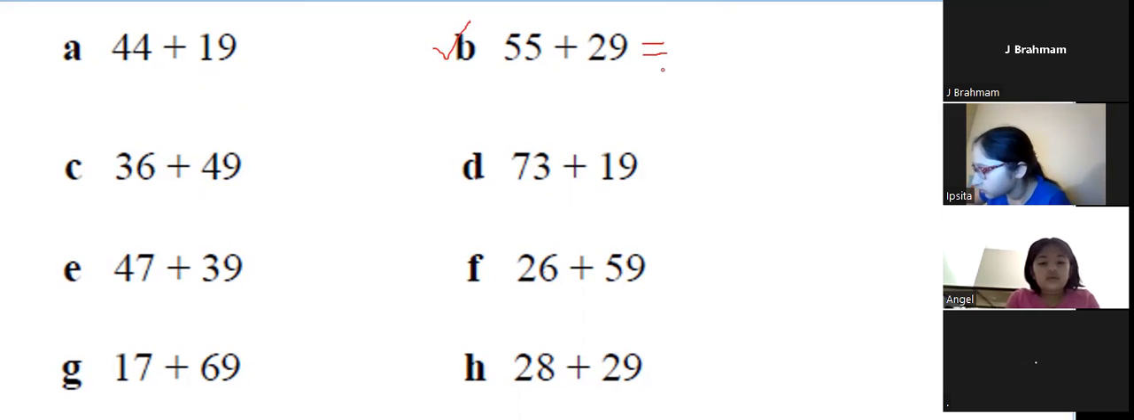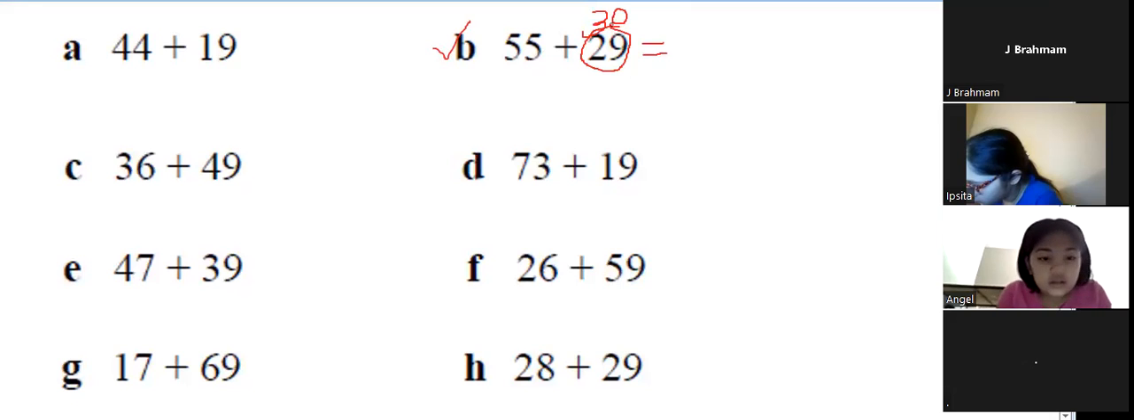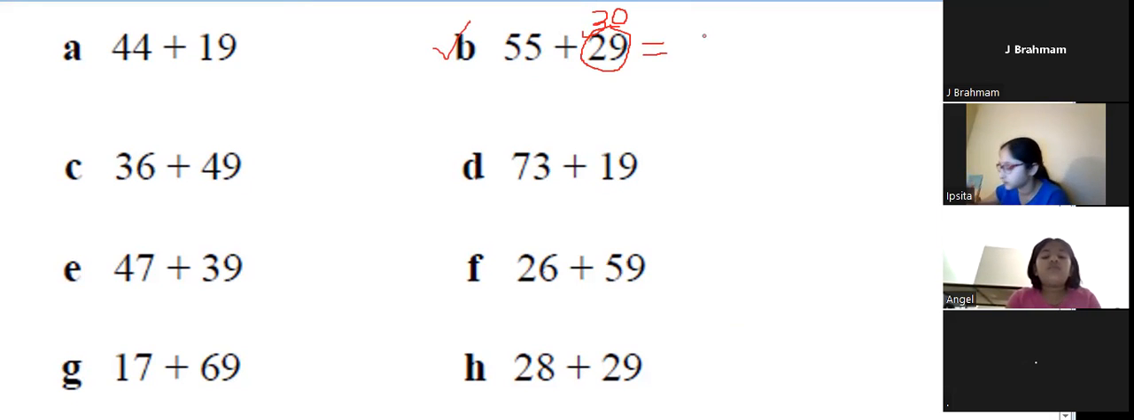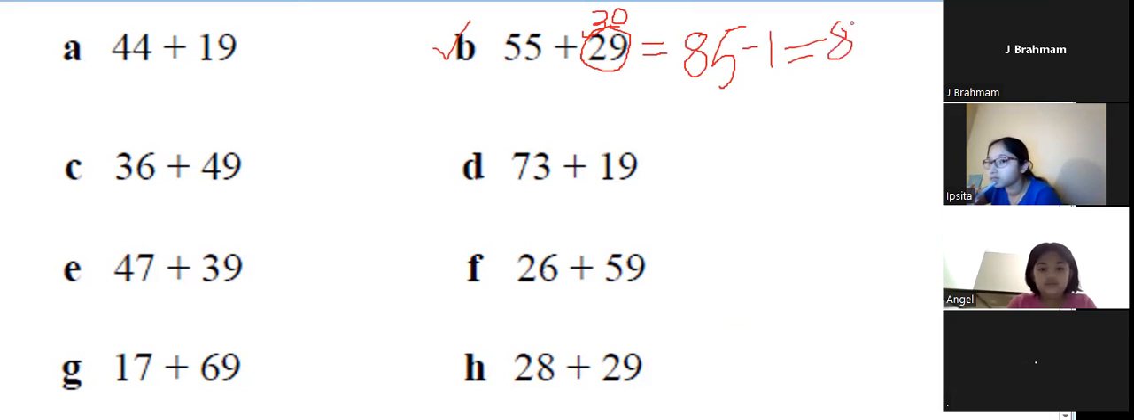Instead of adding 29, you will add 30 to 55. Simply consider this number as 30 and now add it to 55. 55 plus 30 is 85, and 85 minus 1 is 84. That's your answer.